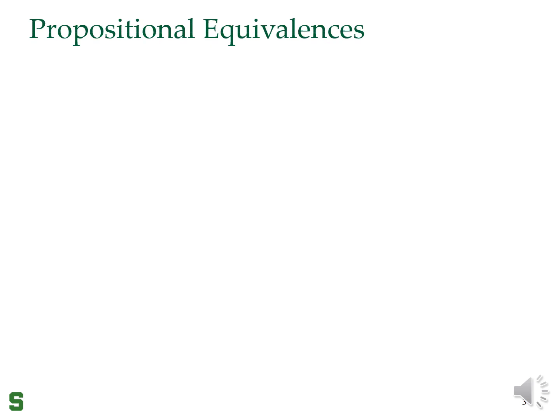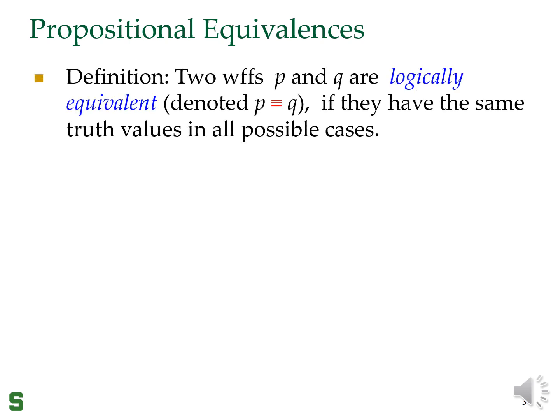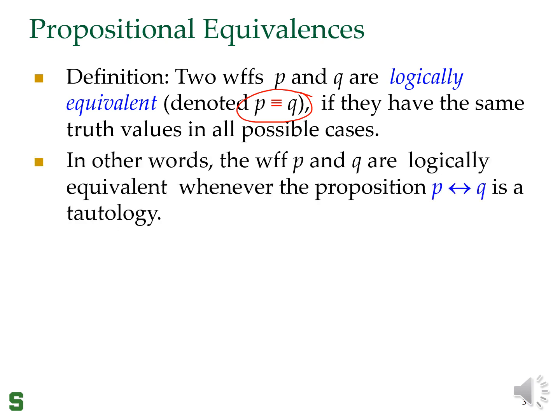The next terminology I'm going to introduce is propositional equivalence. Let's say we have two well-formed formulas P and Q. We say that they are logically equivalent, and we write this as P equivalent Q. This is like an equal to sign but with 3 bars instead of 2. They are equivalent if they have the same truth value in all possible cases. In other words, if P is true, Q is true, and if P is false, Q is false. In other words, P and Q are logically equivalent if and only if P if and only if Q is a tautology.